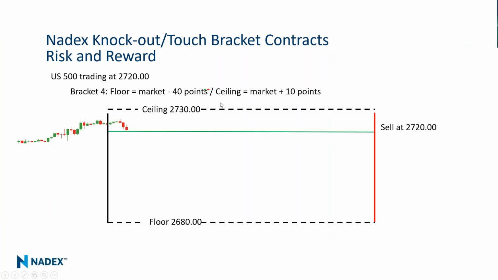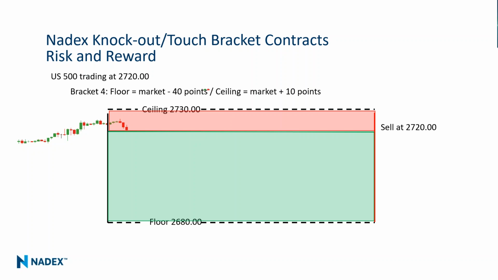On the sell side, right? Because we have multiple brackets, this is bracket number 4, ceiling of 27.30, market's at 27.20, floor of 26.80. Again, $500 contract, maximum risk for a seller, wherever you're selling, to the ceiling, maximum profit potential, wherever you're selling, to the floor. So hopefully that's pretty clear.